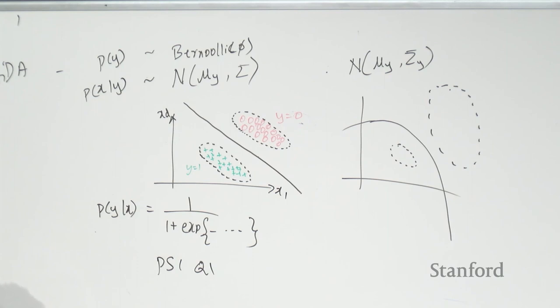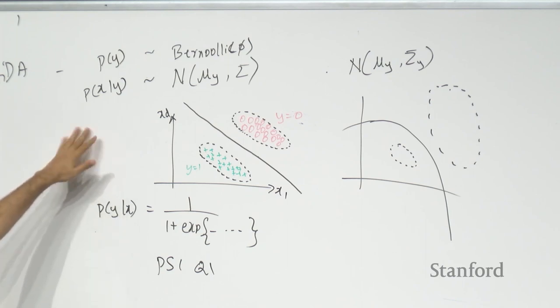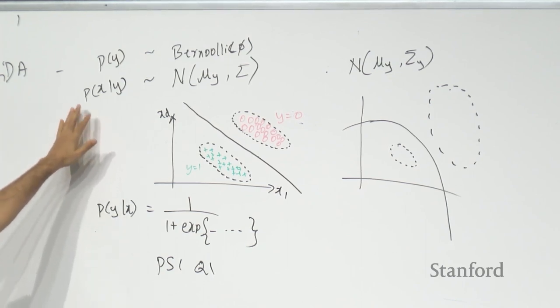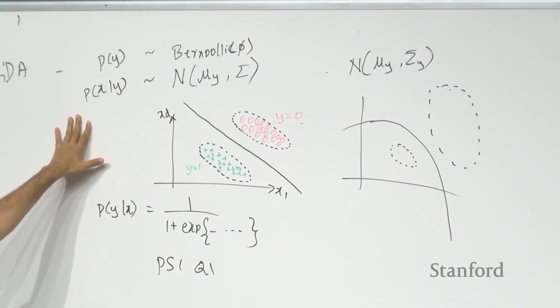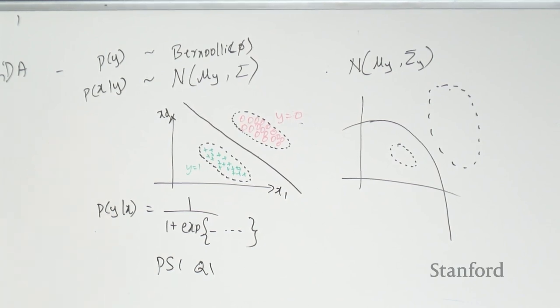In logistic regression, we made no assumption about how X's are distributed. We only modeled P of Y given X, and X was assumed to be given. So logistic regression is, in general, more robust to the kinds of X's that you may actually encounter. However, in examples where the assumptions hold, GDA will be more sample efficient. Right? You need a lot fewer examples when the assumptions hold with GDA as opposed to logistic regression. And that answer holds for all generative models.